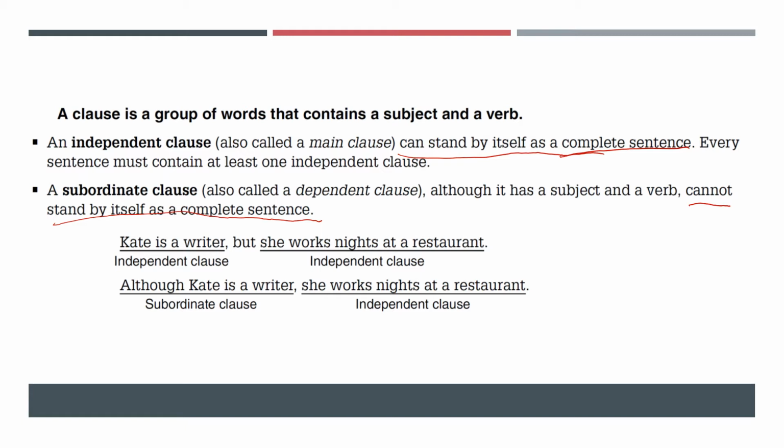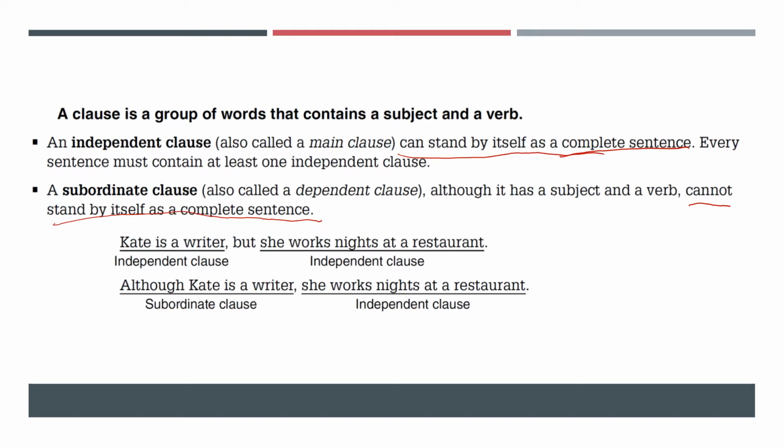For instance, here we have two independent clauses. Kate is a writer, but she works nights at a restaurant. Second sentence: although Kate is a writer, here we have a subordinate clause, she works nights at a restaurant. This is the independent clause. So the first one cannot stand by itself. We cannot say, although Kate is a writer, and stop there.